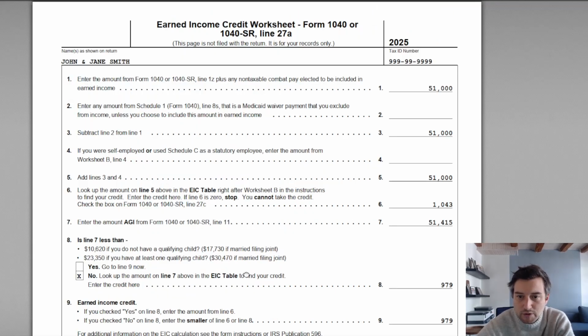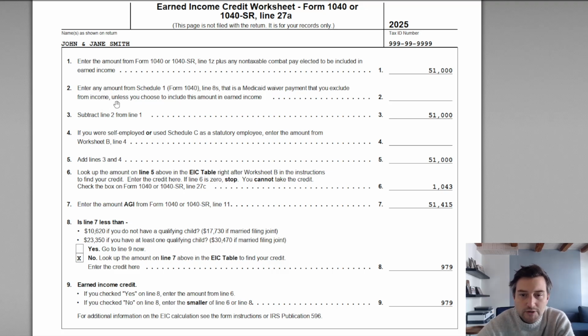So if I jump back to the worksheet here, we have line 2, enter any amounts from Schedule 1, line 8S, that's Medicare waiver payments that are excluded from income, unless you choose to include it in earned income. So in our case, we don't have any Schedule 1 items, so these don't apply to us.